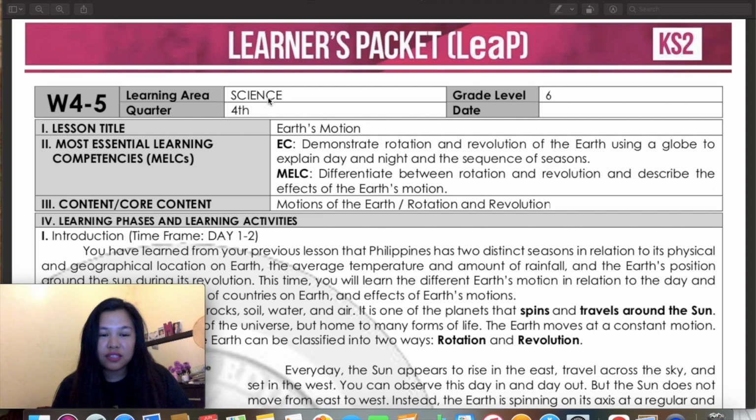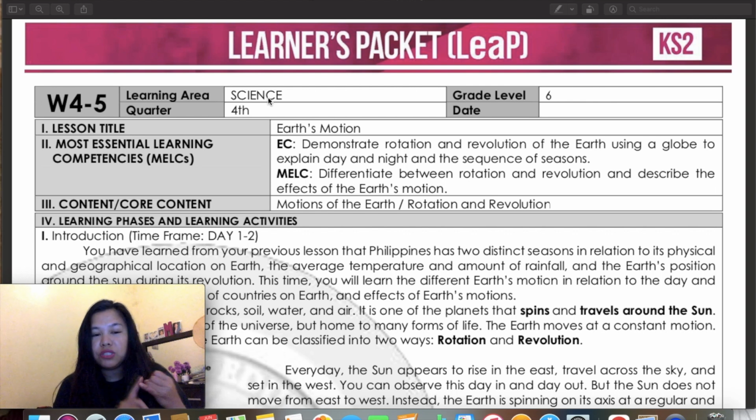For today's lesson is about Earth's motion. At the end of the lesson, you should be able to demonstrate rotation and revolution of the Earth using a globe to explain day and night and the sequence of seasons, and also differentiate between rotation and revolution and describe the effects of the Earth's rotation.